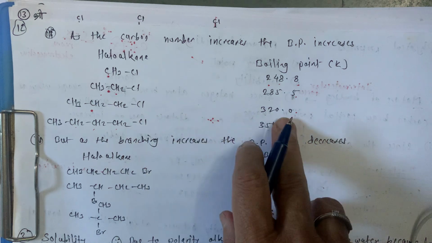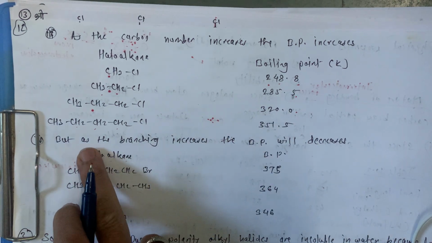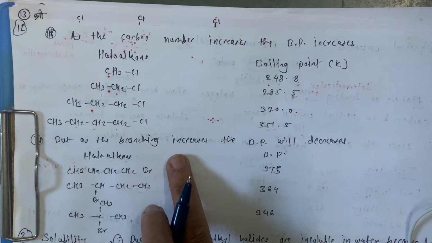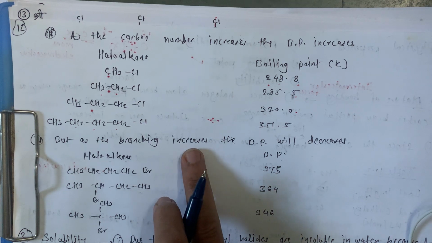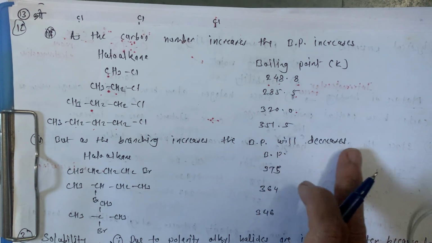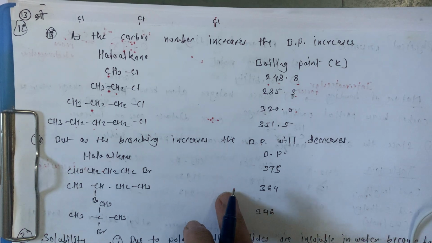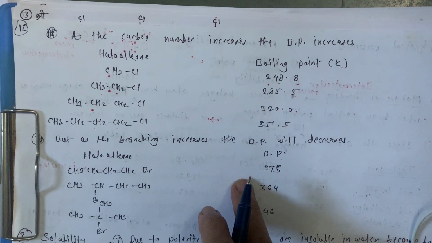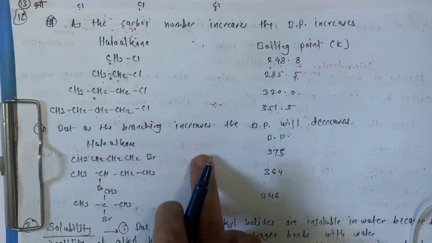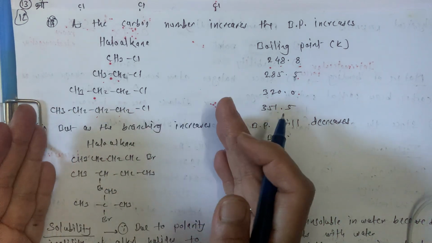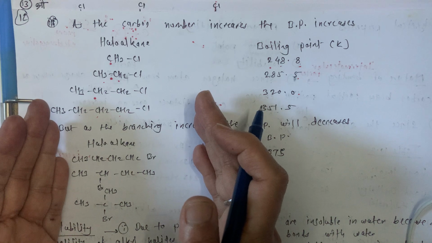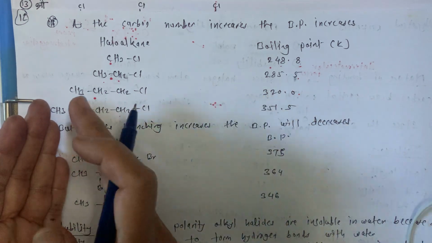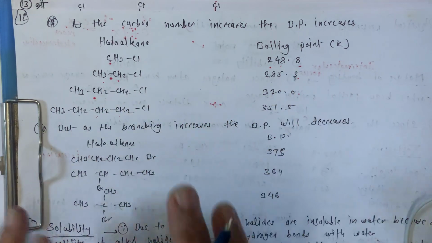Okay, remember this thing. Then the second thing is, if there is branching, and if the branching increases, the boiling point will decrease. I explained this in 11th standard also. If it is a straight structure, it acquires more space, and so to break the bonds we need more energy.